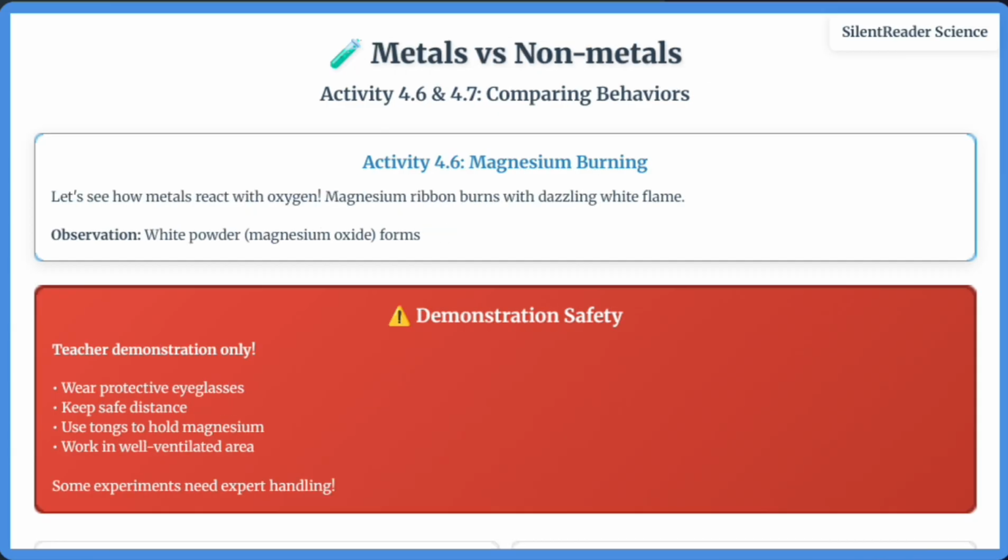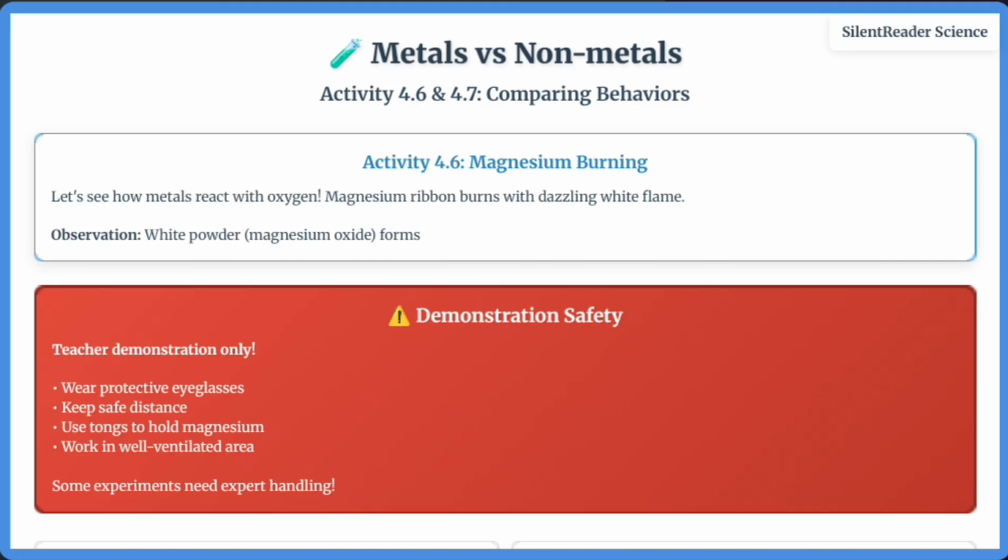Let's compare how metals and non-metals behave differently with air and water. In Activity 4.6, we'll burn magnesium ribbon, which produces a dazzling white flame and forms magnesium oxide. When tested, this oxide shows basic properties, turning red litmus blue. Metals generally form basic oxides. Sodium is so reactive it must be stored in kerosene to prevent contact with air and water.